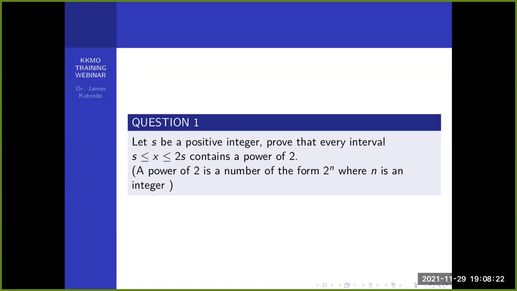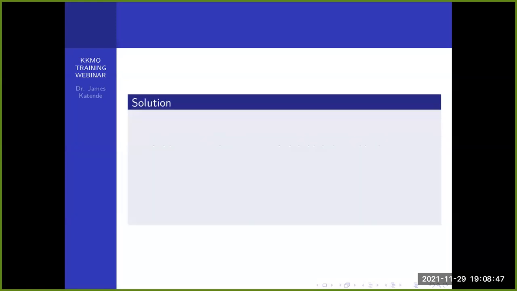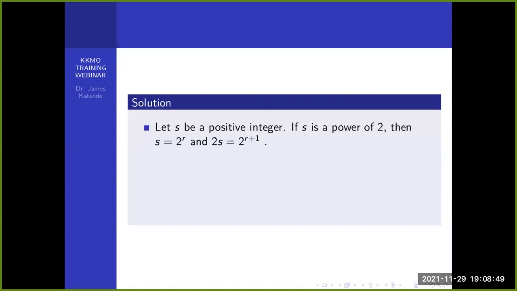So let's just be sure that you have gotten the question. We are checking to see if, given any positive integer s, it's possible to find a number in between s and 2s, and that number must be a power of 2, and that can include the endpoints. So let's look at the solution. The solution says we pick s to be a positive integer as stated in the question. So we have two possibilities. Either s can be a power of 2, or it can fail to be a power of 2.